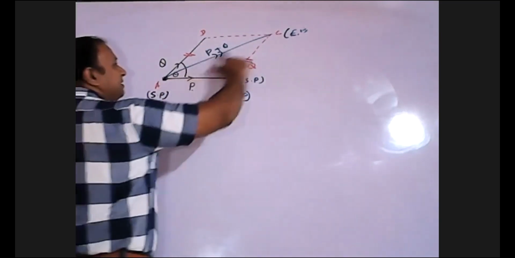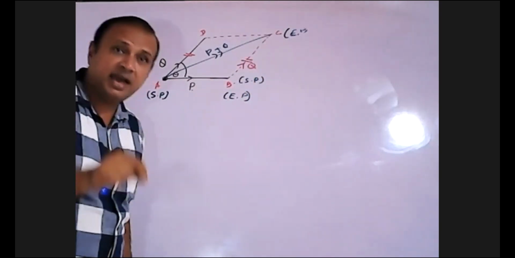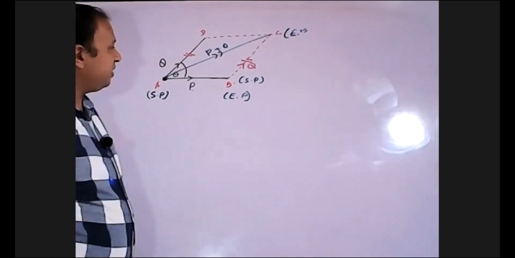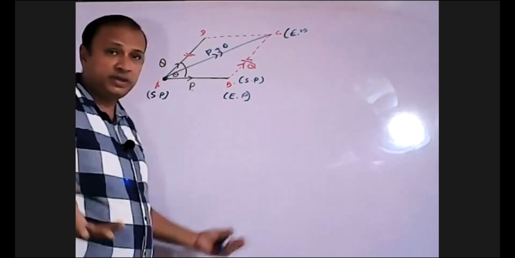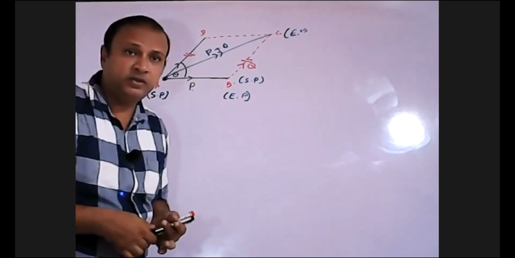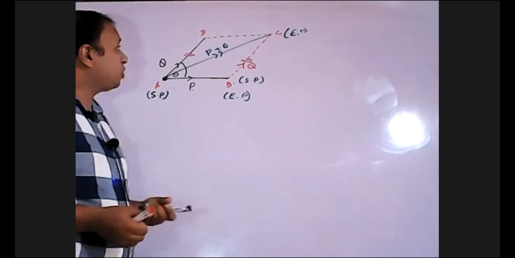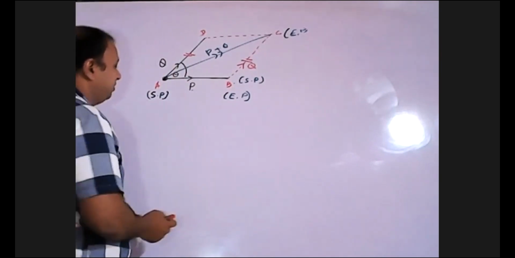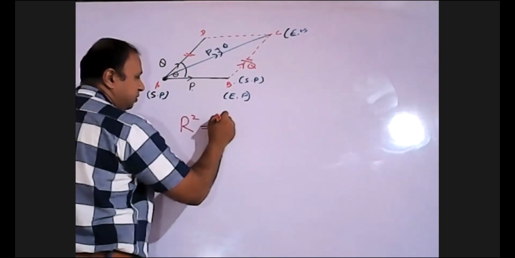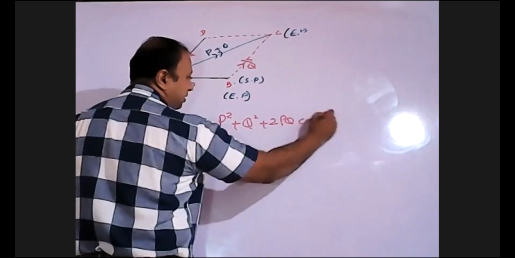Then definitely I can say the diagonal AC is equal to the resultant force of P and Q. Then we have proven the magnitude as well as the direction. To determine the magnitude, we have to apply the Pythagoras theorem. Actually, we have done that in the previous class. After applying the Pythagoras theorem, we had this equation: R squared is equal to P squared plus Q squared plus 2PQ cos theta.